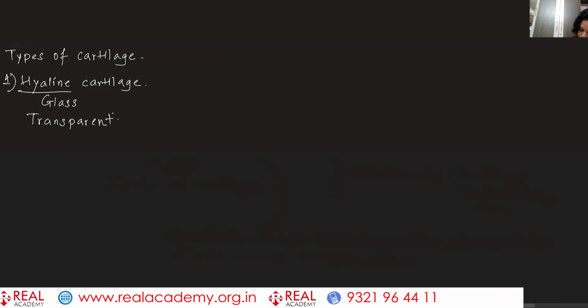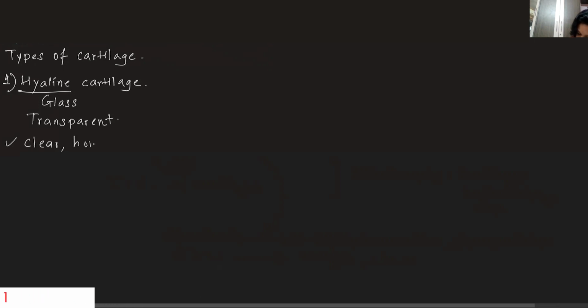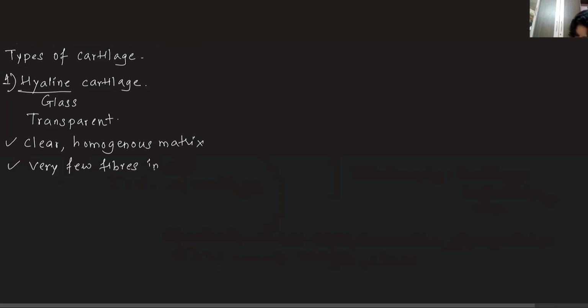Hyaline cartilage has a clear, homogeneous matrix with very few fibers in it. Because of that, this cartilage appears glass-like and transparent, and hence it is called hyaline cartilage.